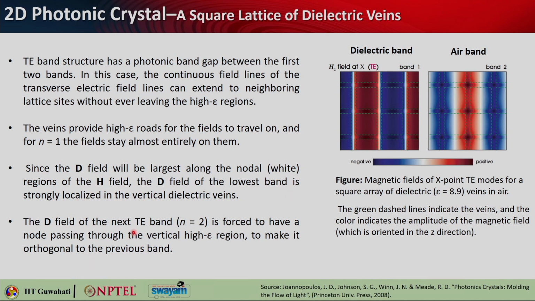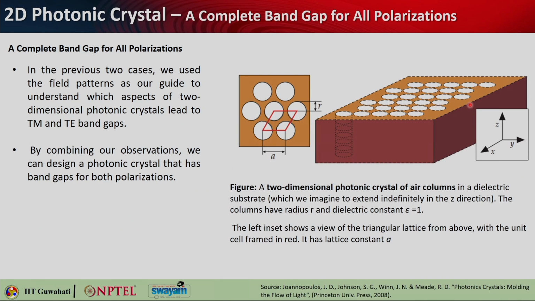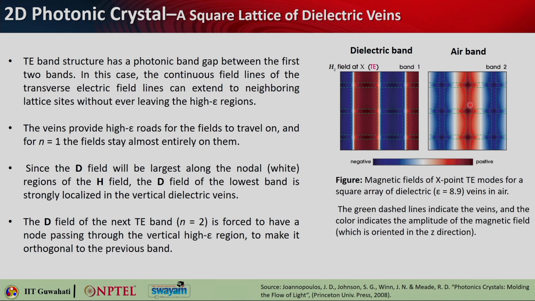And the D field in the next TE band is forced to have the node passing through the vertical high permittivity region, to make it orthogonal to the previous band. So, this is how you will get a band gap in these cases. I hope it is clear that this kind of structure allows you to have a good TE band gap. Sorry, this one will have TE band gap but not TM band gap.